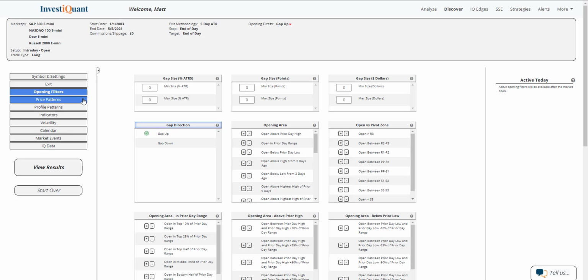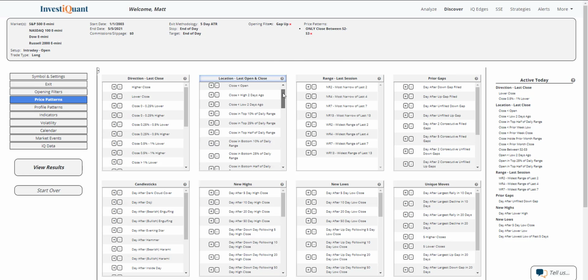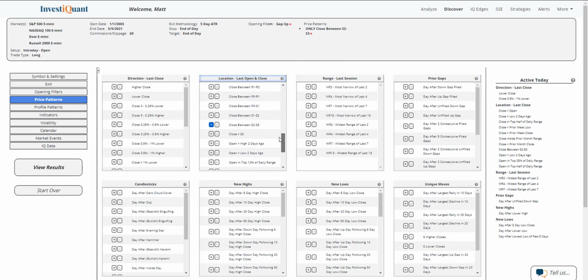In the price pattern section, this is where we're going to describe yesterday's action, and I'm going to say that we closed between the S2 and S3 pivot points. That's available here in the active today section. I'm going to hit close between S2 and S3. It actually comes from the location of the last open and close. Lots of different filters are available in this category. If I scroll way down here, you'll be able to see where the pivot points are. So we've got it available here as well.